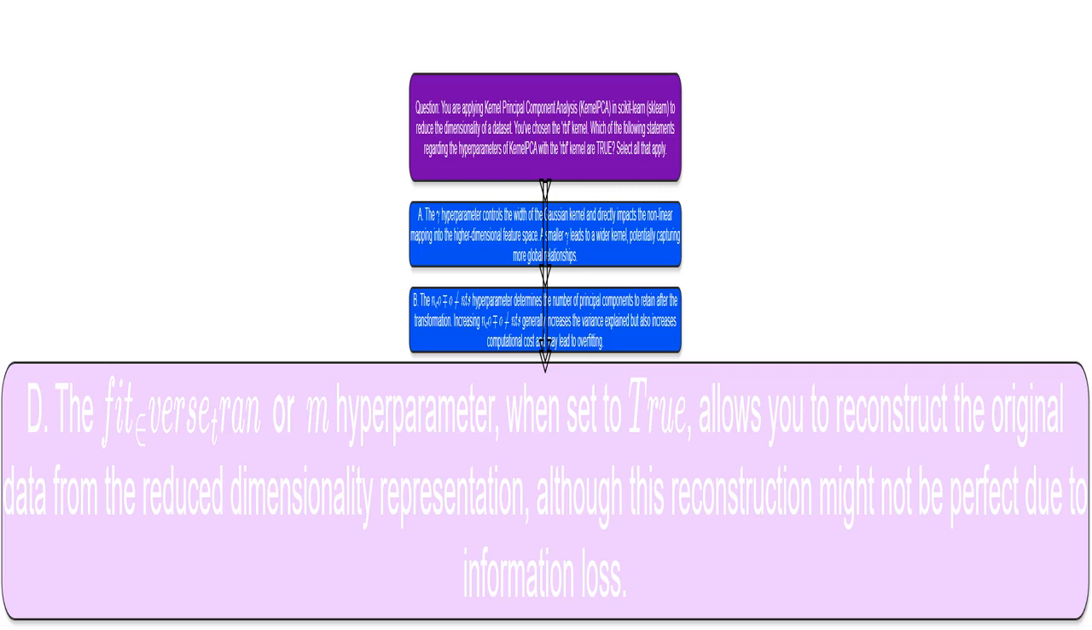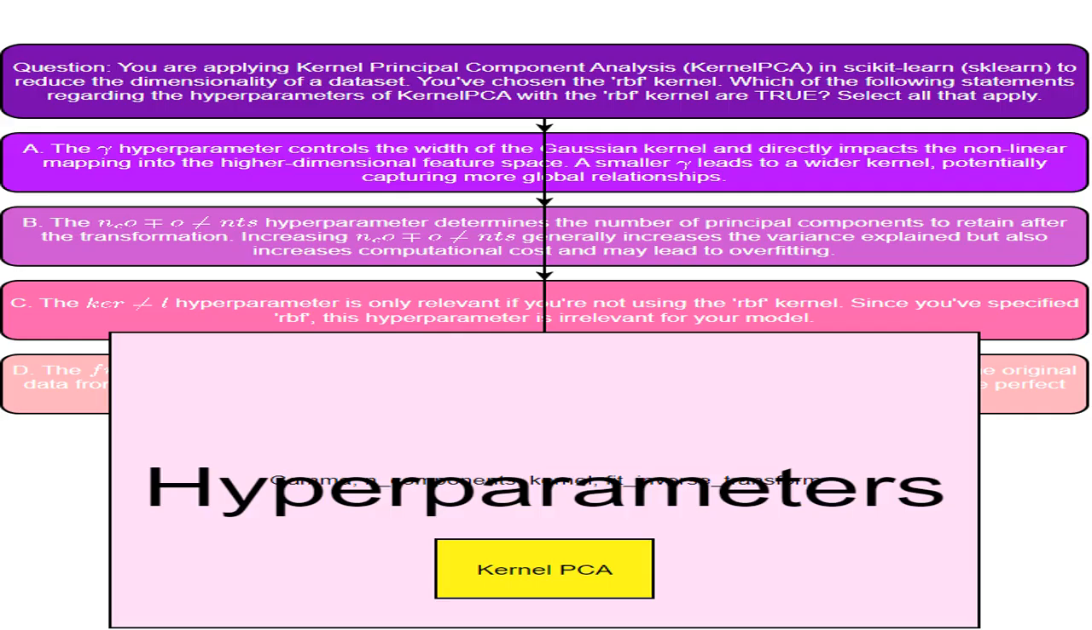Setting fit_inverse_transform to true is like having an undo button. After KPCA simplifies your data, you can try to rebuild the original data. However, since you threw some information away during simplification, the reconstruction won't be exactly perfect. It'll be an approximation.